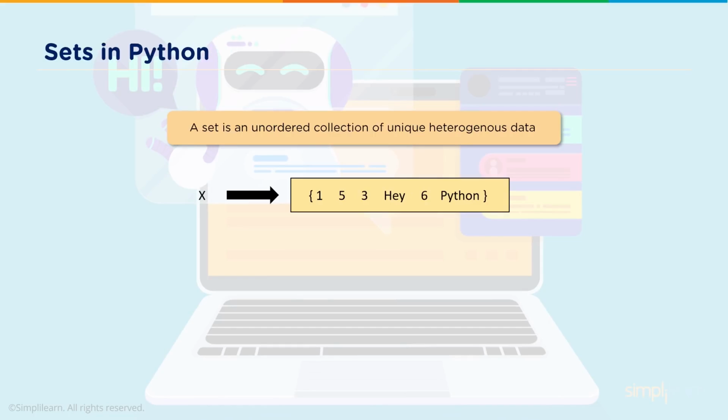And then finally there's a set, and we put curly brackets around it. Now there are some other more complex collections of data that go above these, but these are the 3 basics. And a set is an unordered collection of unique heterogeneous data. So it's unique. So if you put in 153, hey, 6, Python and I try to add 6 in here, it will only store one value of 6, since these are all unique in here.